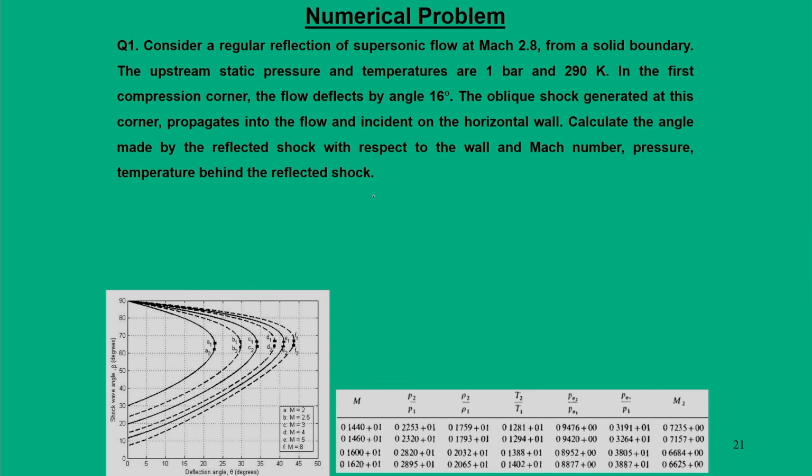So, we will note down the values that P3 by P2 would be 2.32, that this refers to Mn2 equal to 1.46. T3 by T2 is 1.294, then Mn3 will be 0.7157.